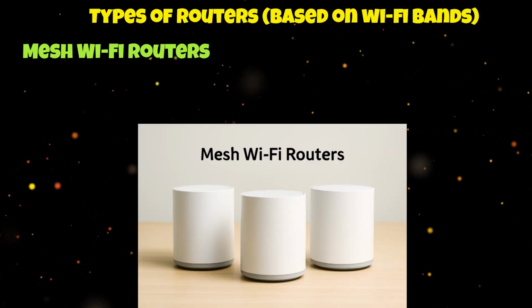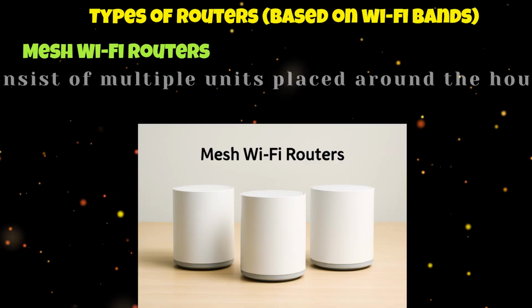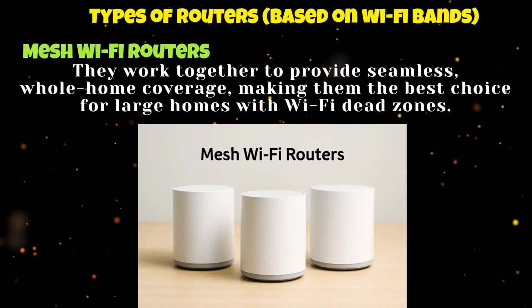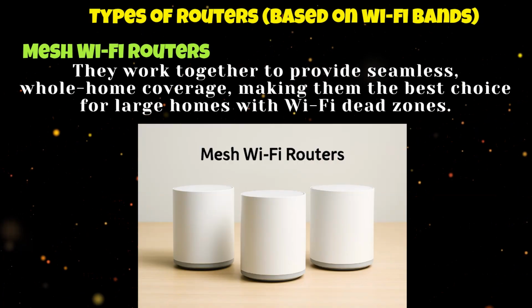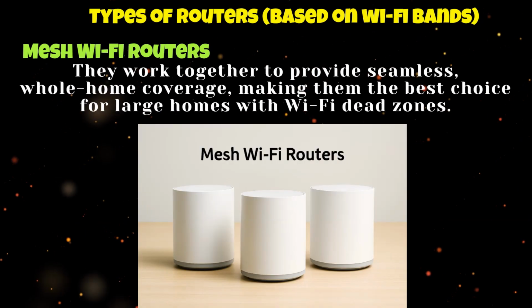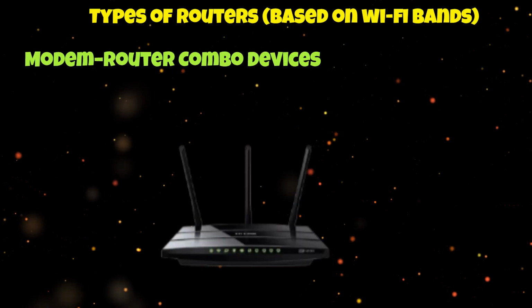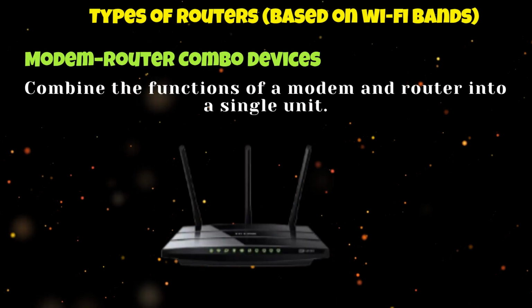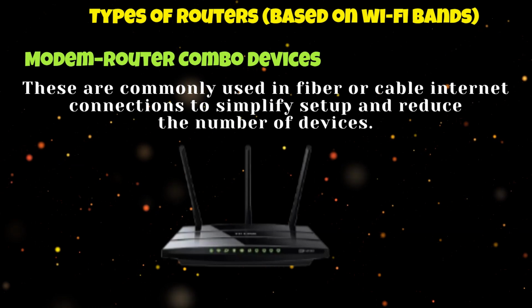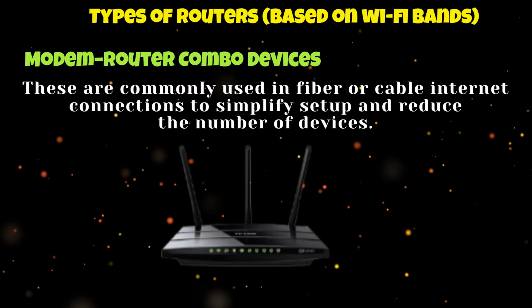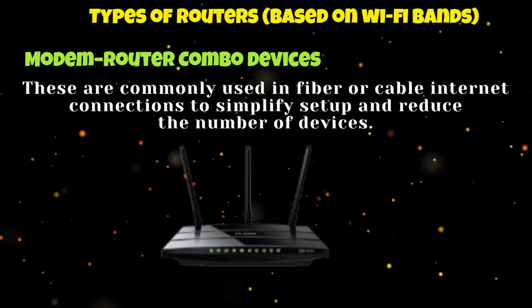Mesh Wi-Fi routers consist of multiple units placed around the house. They work together to provide seamless, whole-home coverage, making them the best choice for large homes with Wi-Fi dead zones. Modem-router combo devices combine the functions of a modem and router into a single unit. These are commonly used in fiber or cable internet connections to simplify setup and reduce the number of devices.